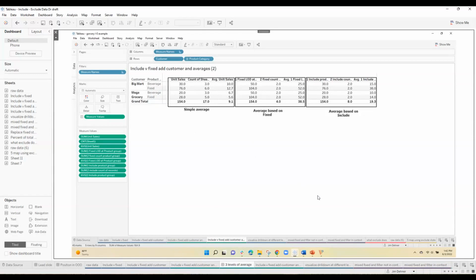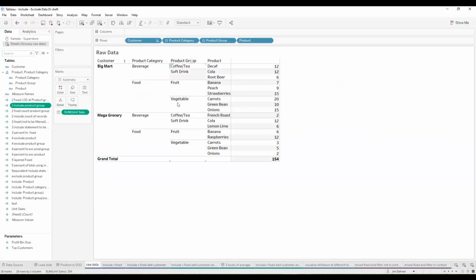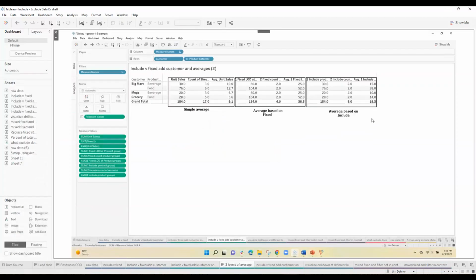But if I included the product, and I said, well, I'm interested at the product level, and we can take a real quick look here at the raw data. I'm interested at this product group level, and I want to see what my averages are on a product group level. I now have that 30 that we sell in Big Mart beverages divided by the 2 categories for a total of 15. Now, these become very important numbers if you try to manage a different product line. And using the include statement gives me the option as a product manager to look at different levels and determine what my average sales are.